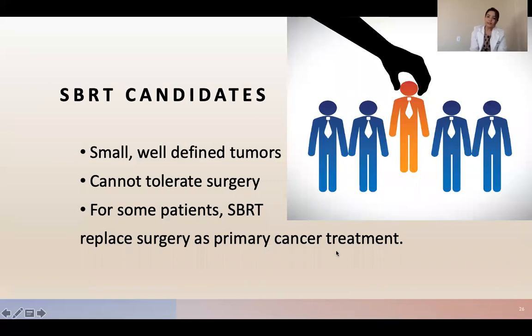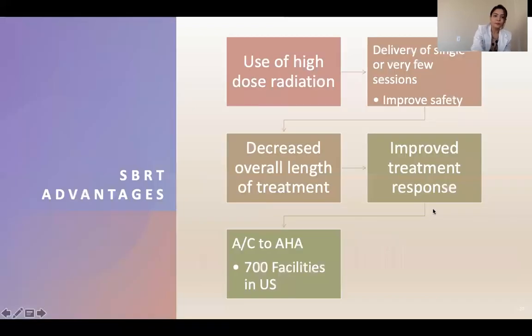So who are the candidates for SBRT? The candidates of SBRT are the patients with very small early stage well-defined tumors, the patients who cannot tolerate surgery, usually the patients with non-small cell early stage cancer. For some patients, SBRT can even replace surgery as a primary cancer treatment.